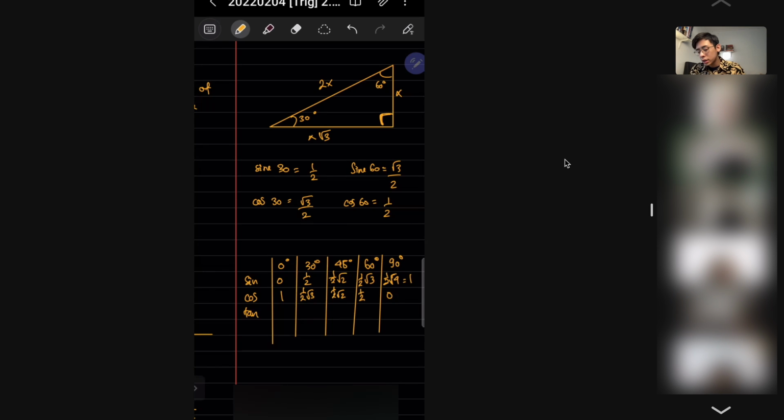And then the tangent is the division between the sine and cosine. So 0 divided by 1 is 0, half divided by half the root of 3 becomes a third of the root of 3. Half the root of 2 divided by half the root of 2 is 1. Half the root of 3 divided by half is the root of 3. 1 divided by 0 is undefined.